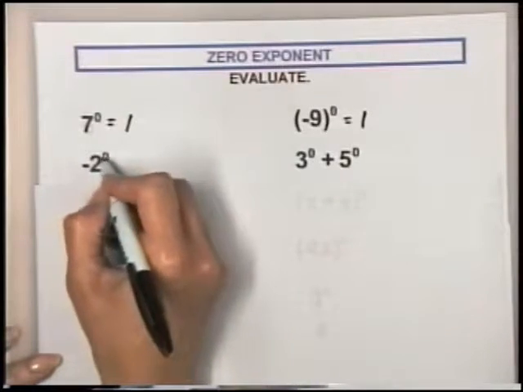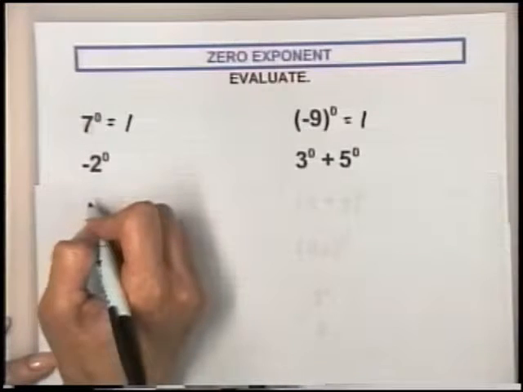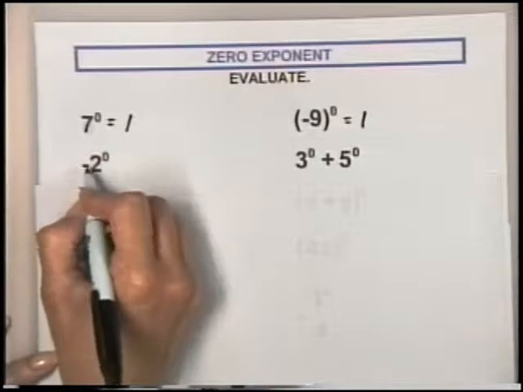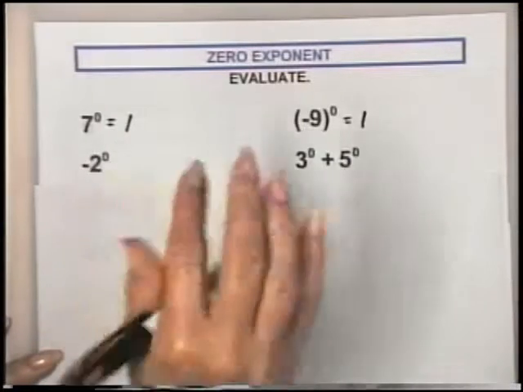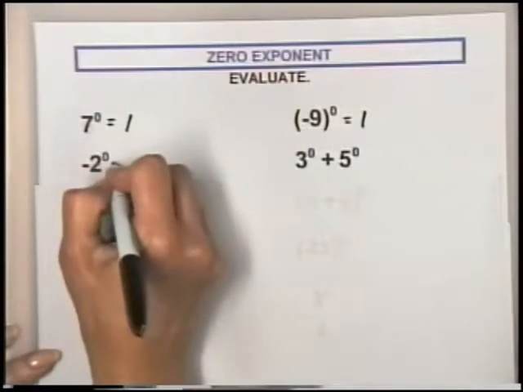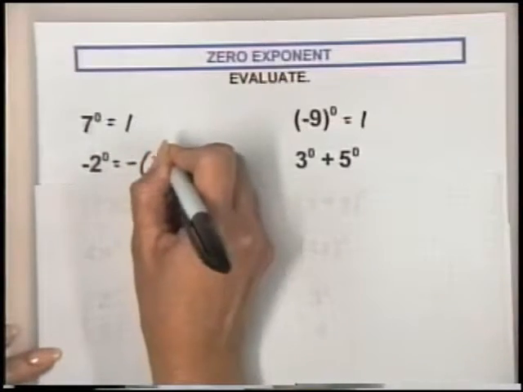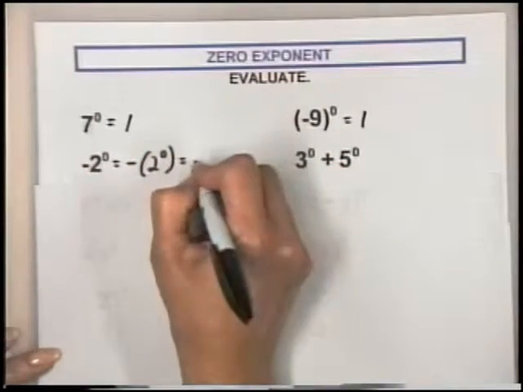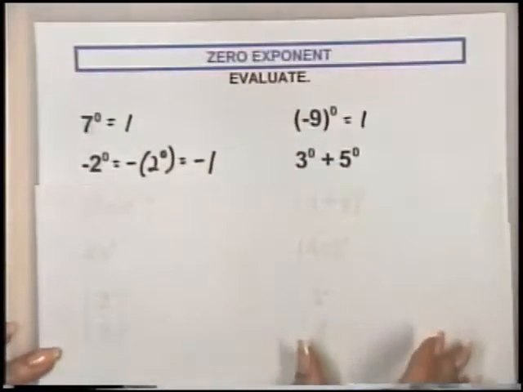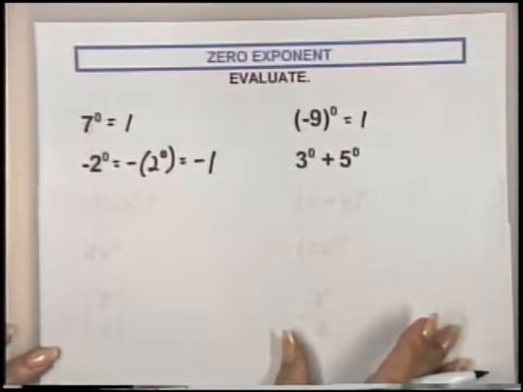Next, I have negative 2 to the 0. Does the 0 apply to the negative? The answer is no. If I want the exponent to apply to the negative, I have to write negative 2 in parentheses the way I wrote negative 9 in parentheses. This problem means negative 2 to the 0. So what I will have is a minus, and then I know 2 to the 0 is 1. So minus 2 to the 0 is equal to negative 1.